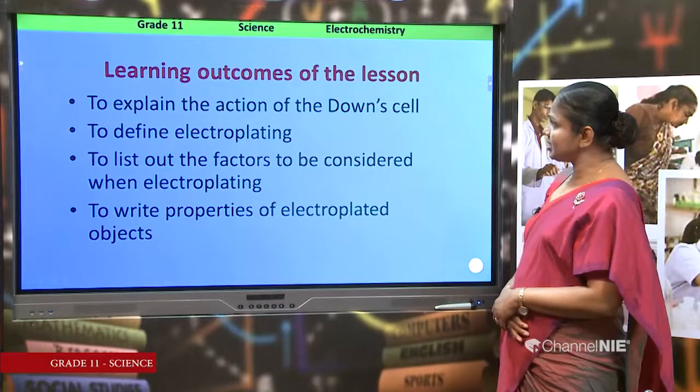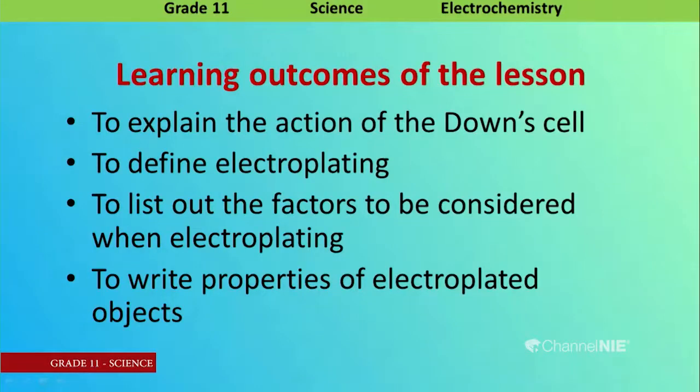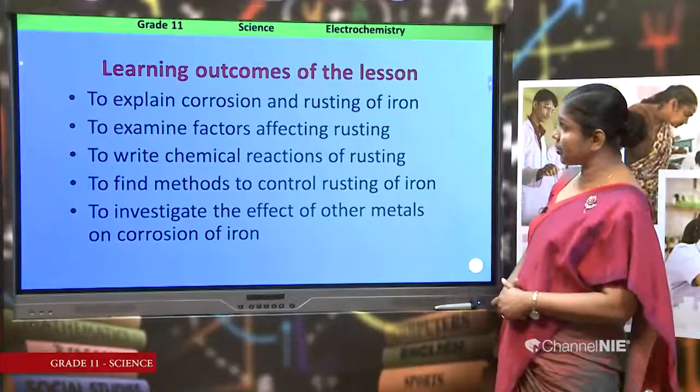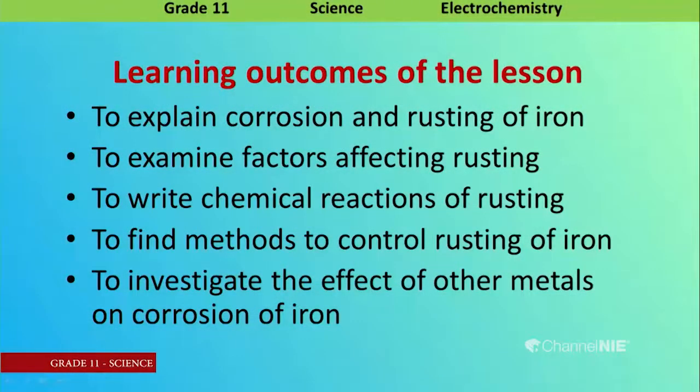Children, at the end of this lesson today, you will be able to explain the action of the Downs cell, to define electroplating, to list out the factors to be considered when electroplating, to write properties of electroplated objects, to explain corrosion and rusting of iron, to examine factors affecting rusting, to write chemical reactions of rusting, to find methods to control rusting of iron. Finally, to investigate the effect of other metals on corrosion of iron.